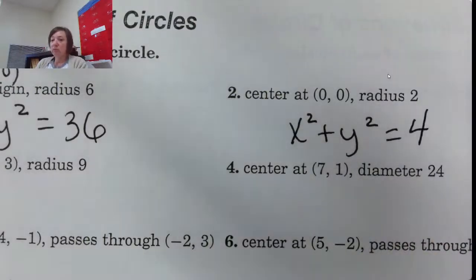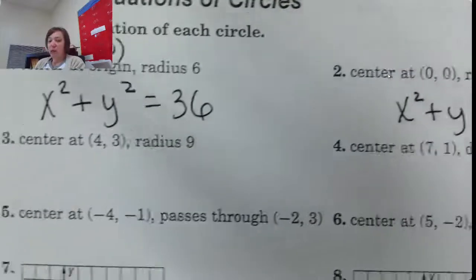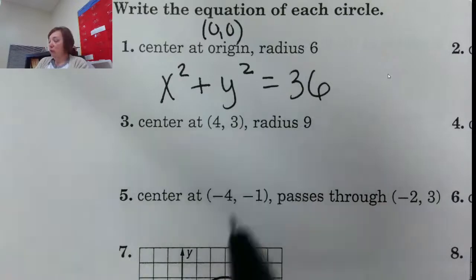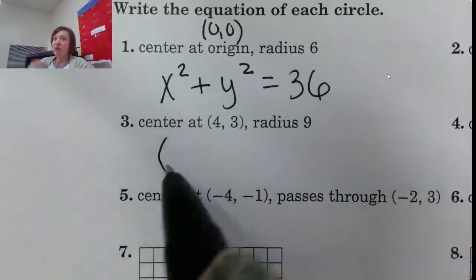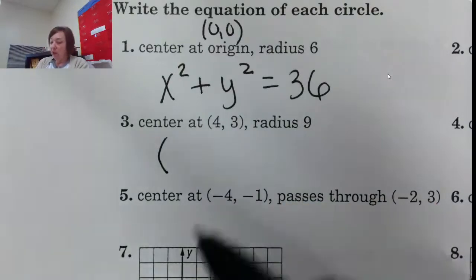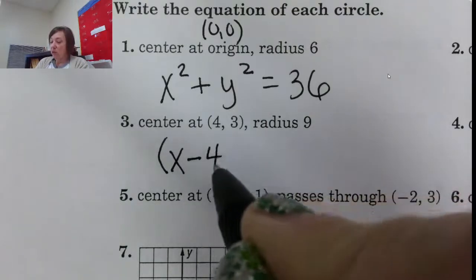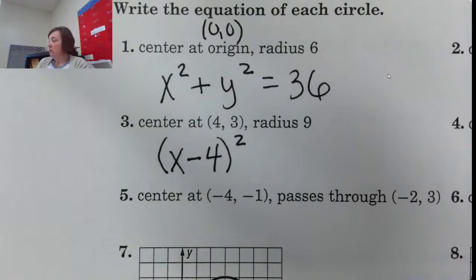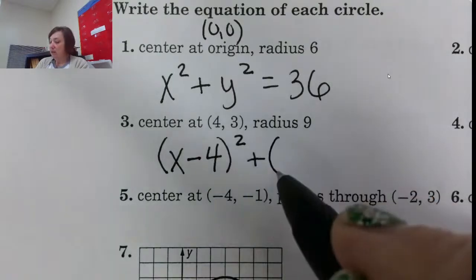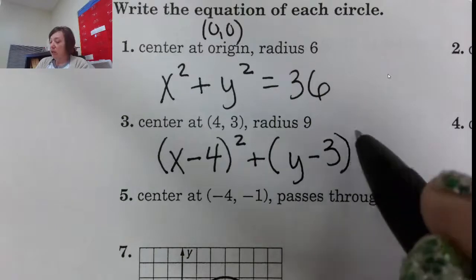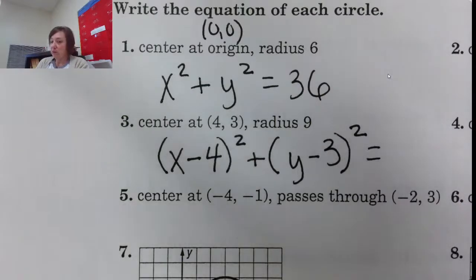Equals 4. That's it. If you look at number 3, this one here, we have a center of 4 and 3. So when we write this one, we're going to have to use our parentheses. And we're going to do (x minus 4) squared plus (y minus 3) squared equals 81. And that's our answer.